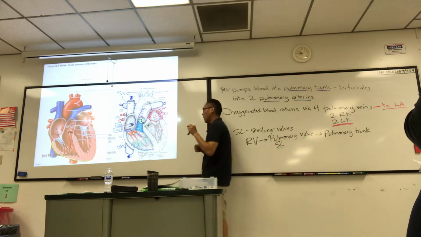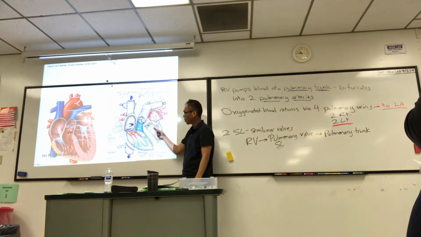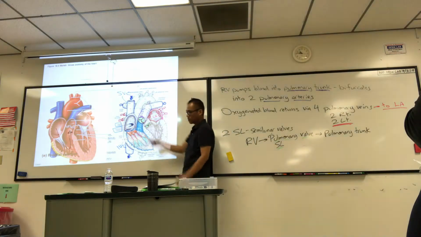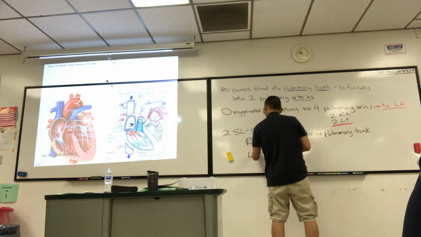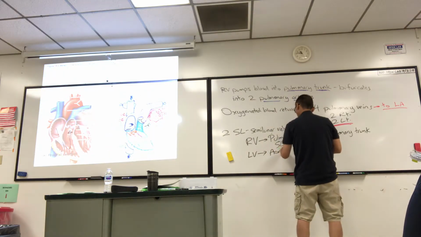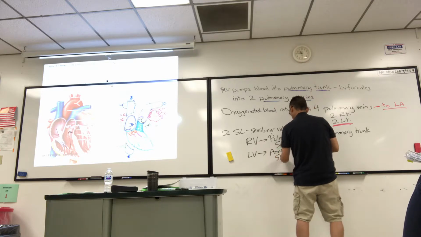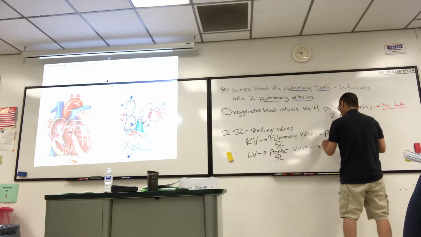The aortic semilunar valve will carry blood. It will receive blood from the LV and go through the valve into the aorta. So, once again, from LV through an open aortic SL valve to aorta.